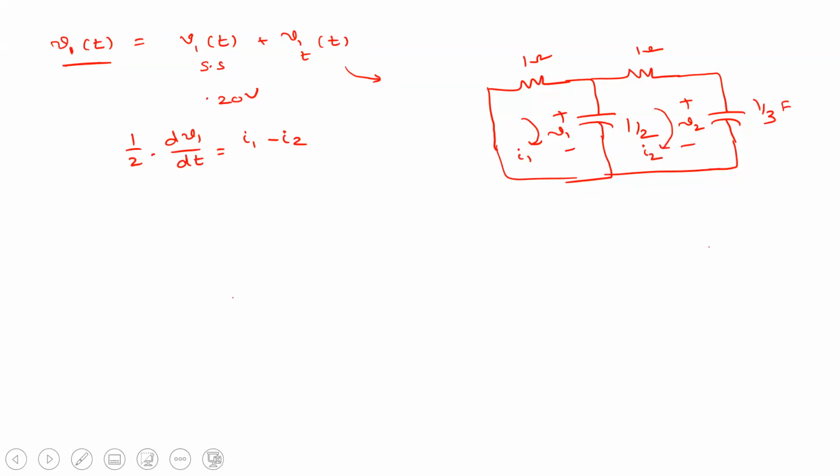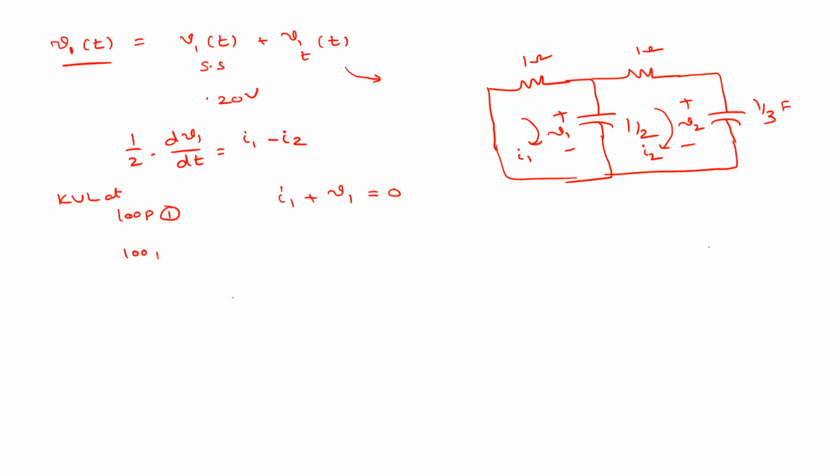We all agree with this, right? Yes, sir. Okay, this is one equation, right? If you apply KVL in loop 1, what will you get? Will it be I1 plus V1 equal to 0? Yes, sir. I1 plus V1 equal to 0.